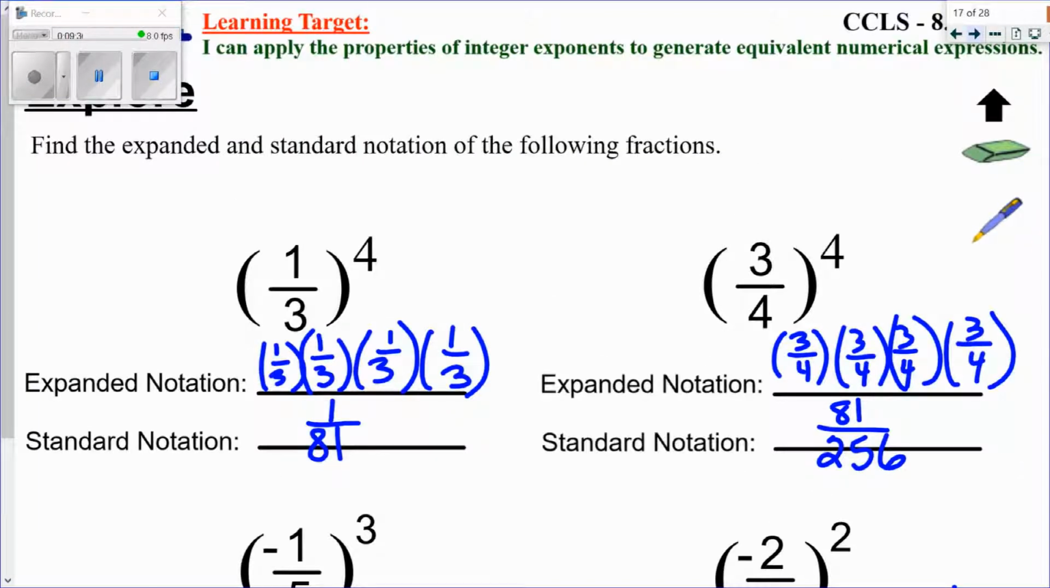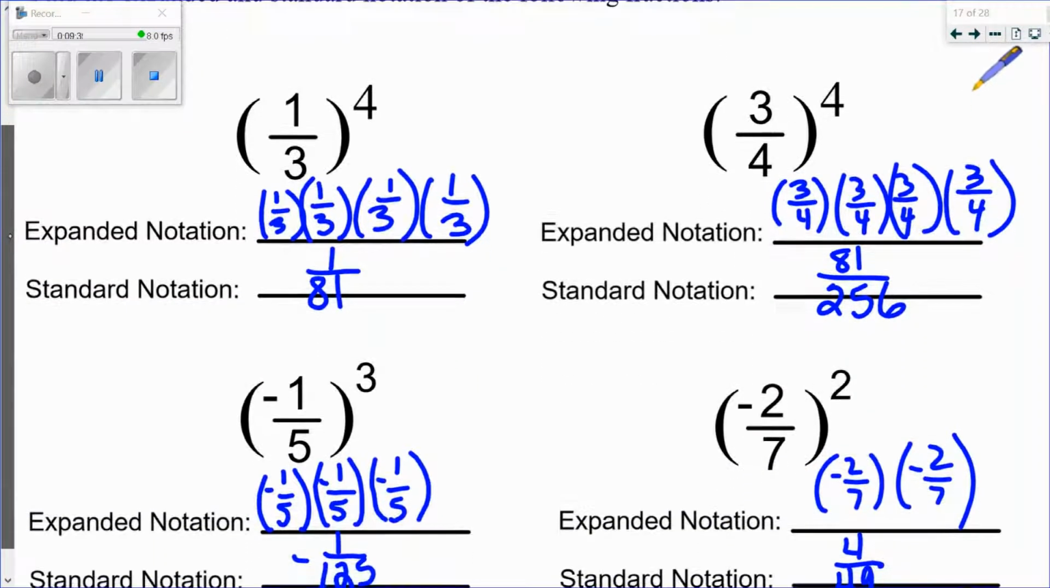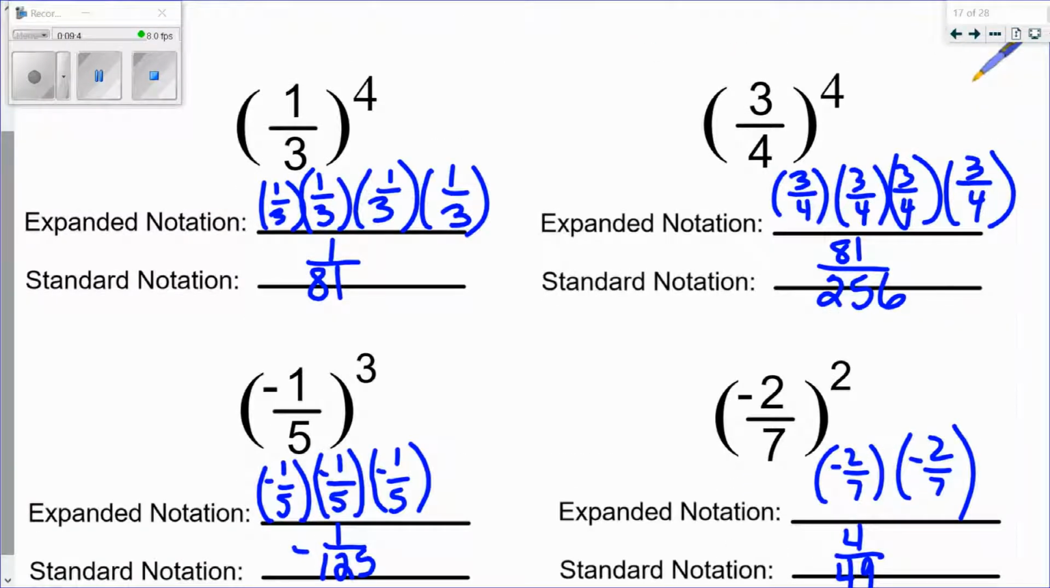Expanded notation. It's a fractional base. So it's 1/3 times 1/3 times 1/3 times 1/3, or 1/81. The next one is 3/4 times 3/4 times 3/4 times 3/4, 81/256. And then expanded notation for a negative base. It's negative 1/5 times negative 1/5 times negative 1/5. It's a negative base and odd exponent to get a negative number. The next one is a negative base, even exponent. I know it's going to be a positive number. It's negative 2 sevenths times negative 2 sevenths, and you get 4/49.